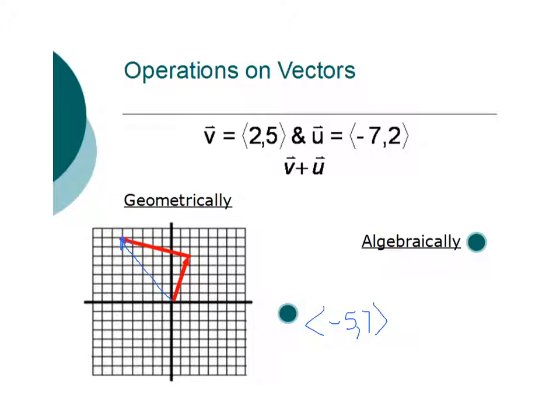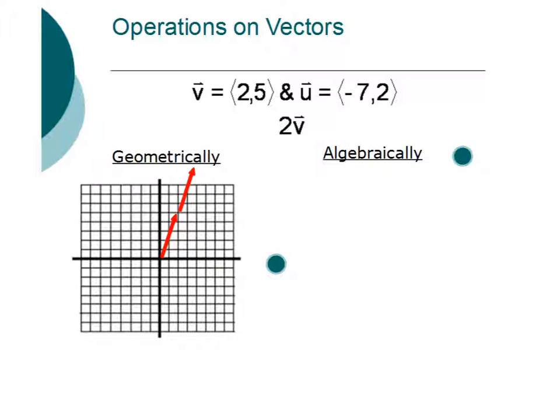Yeah, we could. All you have to do is add the component forms. If you take and add the horizontal parts, I'm just taking 2 plus the -7, and then add the vertical components, 5 plus 2, and look at where you end up. -5, 7. I got the same thing. I don't have to graph it at all. All I'm doing is adding the two vectors together. Easy peasy.